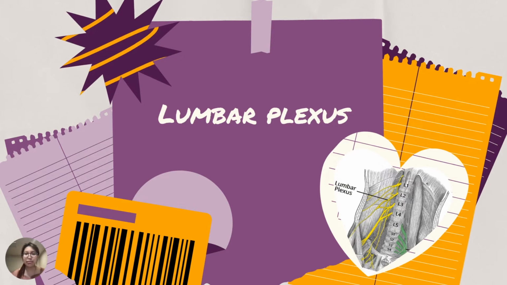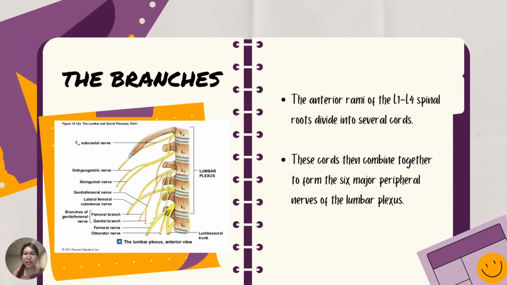So the fourth part is the lumbar plexus. The anterior rami of the L1 to L4 spinal roots divide into several cords. These cords then combine together to form 6 major peripheral nerves of the lumbar plexus. These nerves then descend through the posterior abdominal wall to reach the lower limb, but they innervate their target structures.